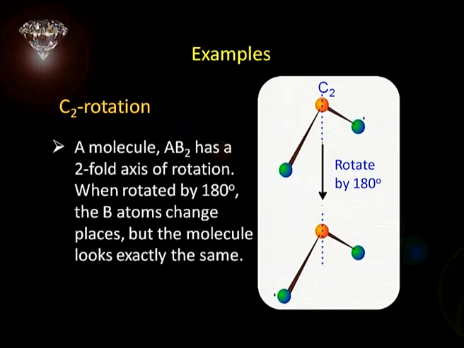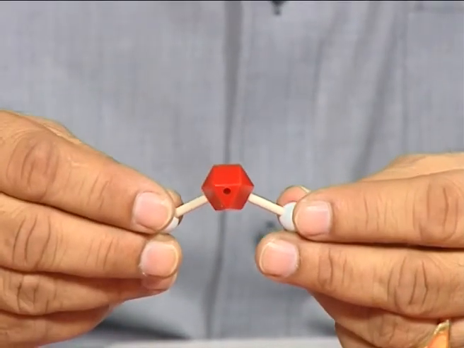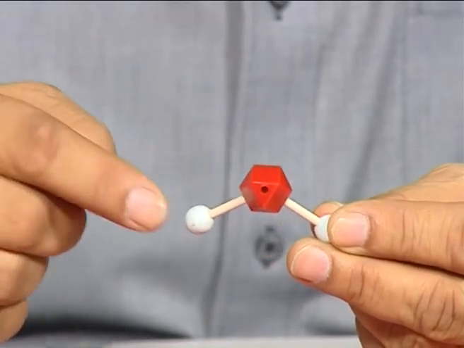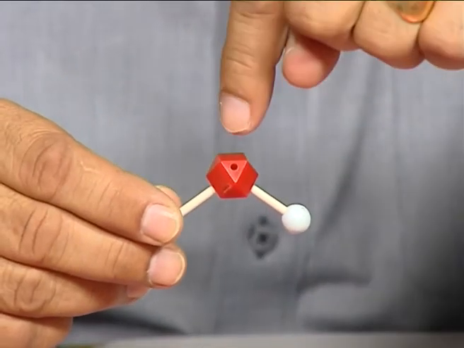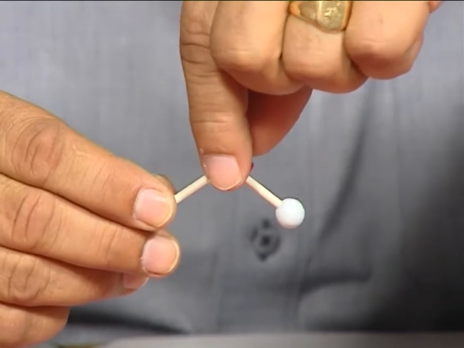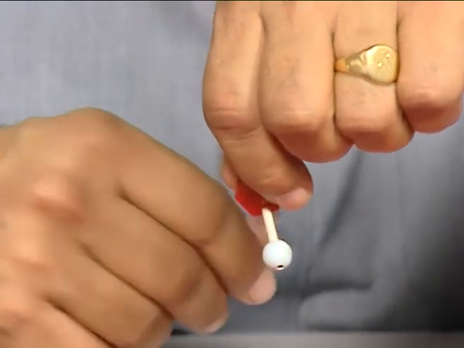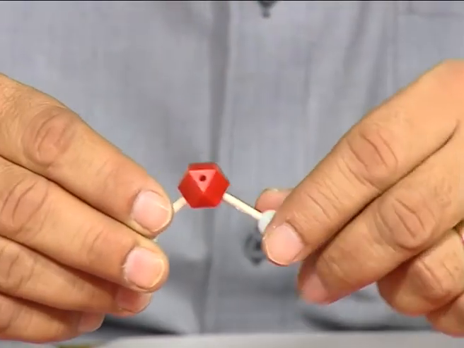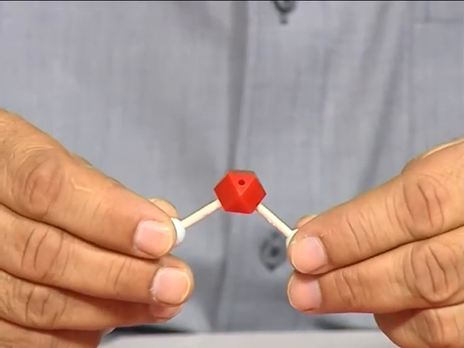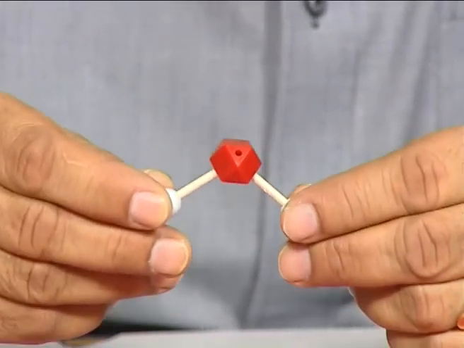So, there are two things. One is an action, rotation, that is an operation. The other is the element along which I am doing the rotation, that is my symmetry axis. Now, let us take the example of the water molecule. You see, in the water molecule, this is the oxygen atom and these two are hydrogens. If I take this molecule, think of an axis here and rotate it by 180 degrees, the two hydrogen atoms will change places, but the molecule will remain indistinguishable.